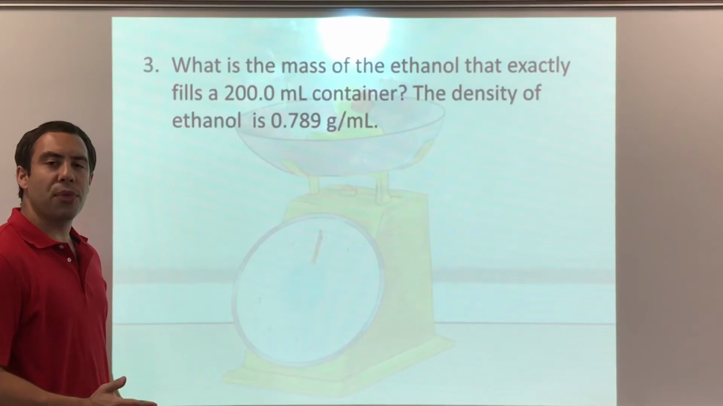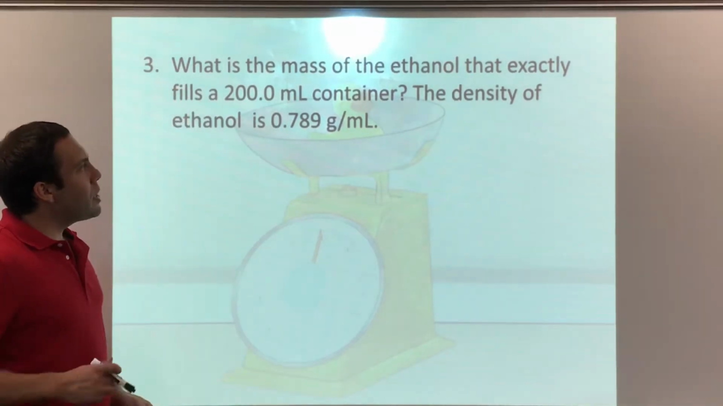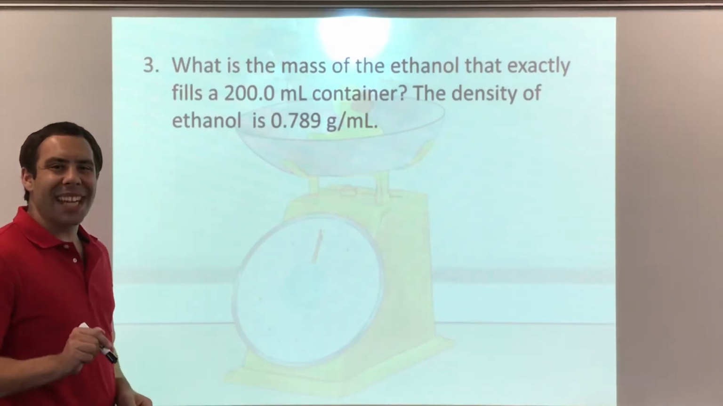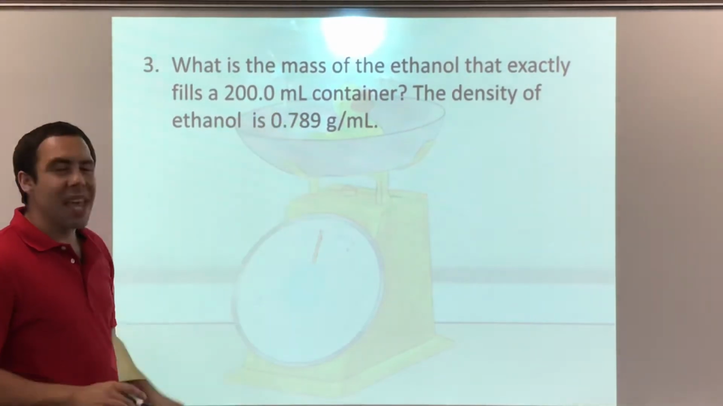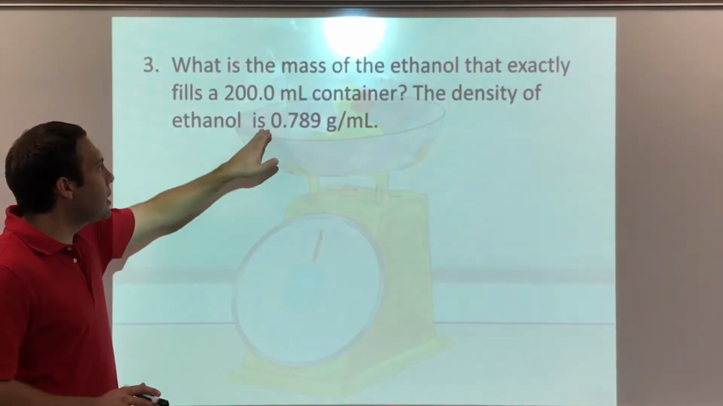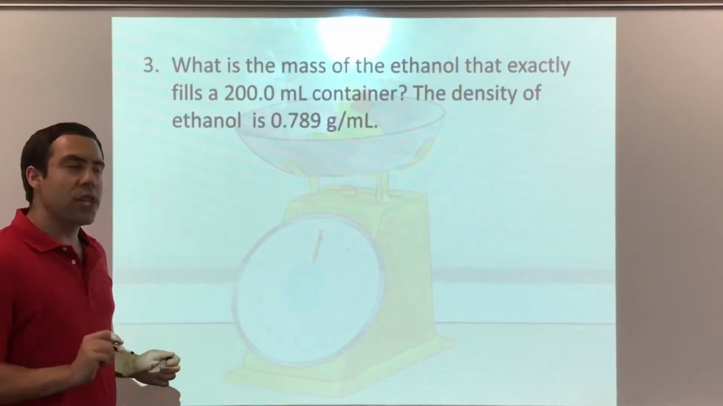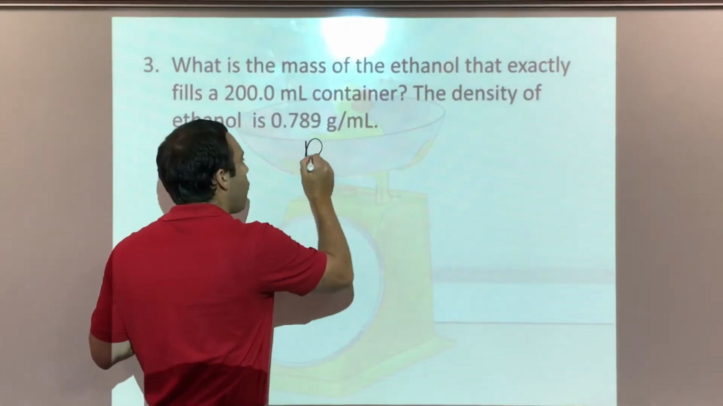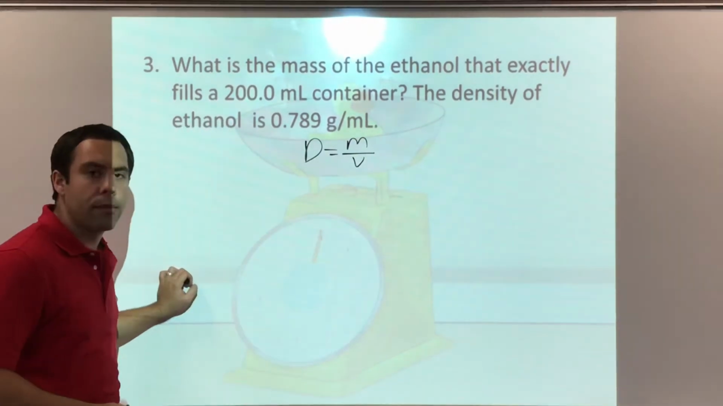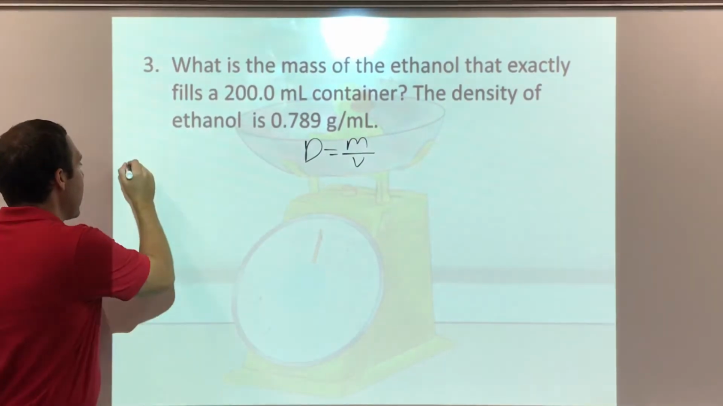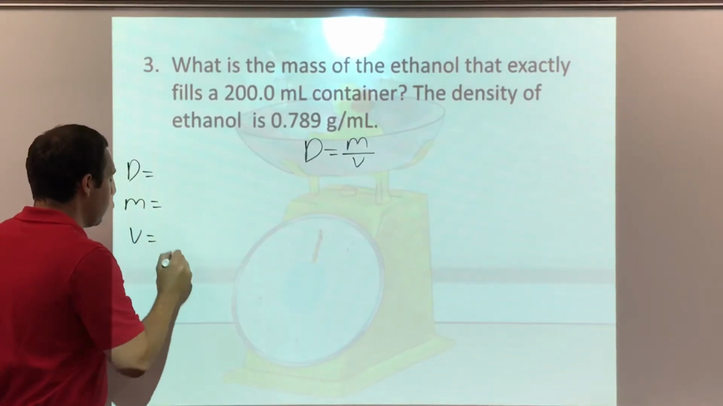Practice problem number 3 is a little bit trickier. Problem number 3 states, what is the mass of the ethanol that exactly fills a 200.0 milliliter container? The density of ethanol is 0.789 grams per milliliter. The first thing we do, as always, is write our formula. D equals M over V. The second thing we do is we write our known and unknown values.